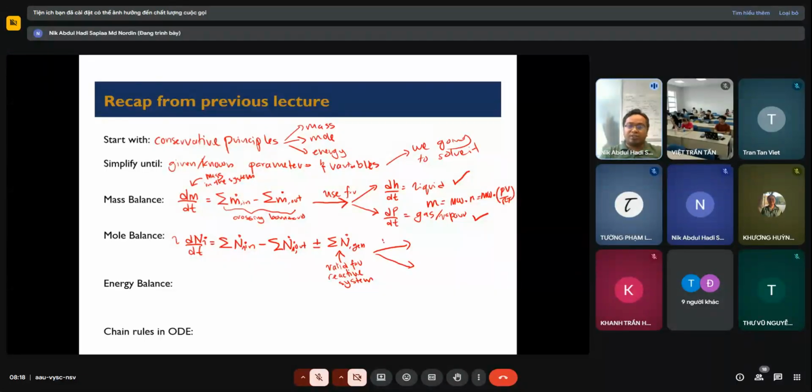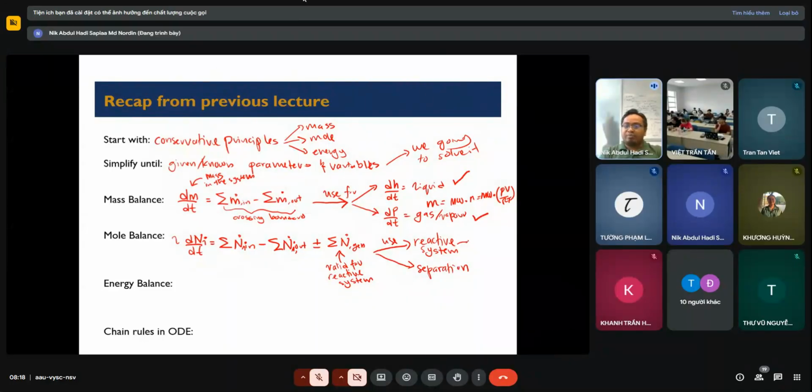Where do we use this for? So we use it for a reactive system. We have the reactors part of the lesson, so we will be using this quite a lot. And the second one is when we have a separation. We use the mole balance because all the reaction and the separation mechanisms are derived based on the number of mole. That's why we need to use the number of mole within the system.